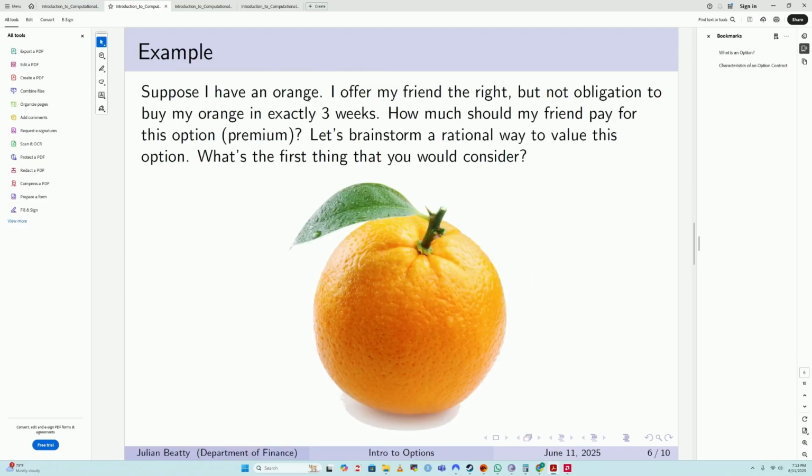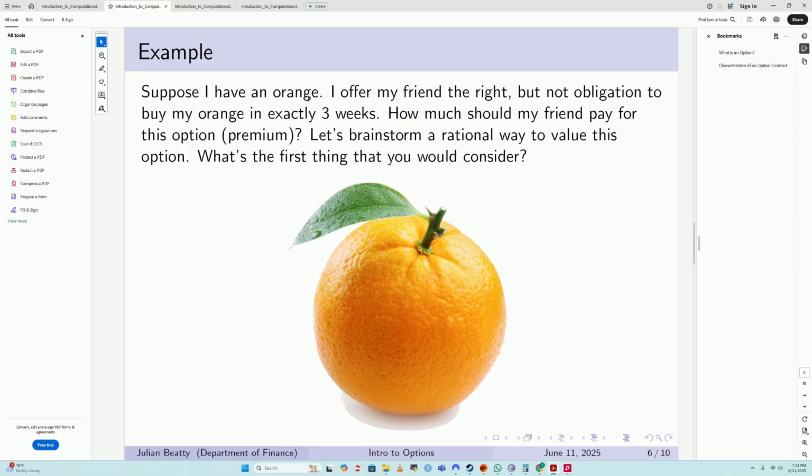So let's start off with just a simple example. Suppose I have an orange. I offer my friend the right, but not obligation, to buy my orange in exactly 3 weeks from now. How much should my friend pay for this option? Or what would be the premium? And so before we get into super technical terminology, let's just brainstorm a rational way to value this option.